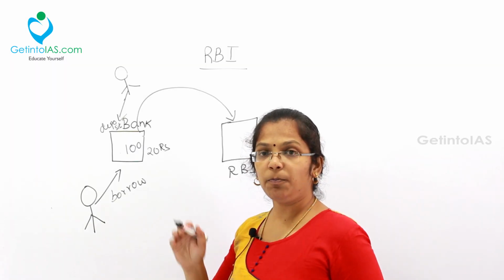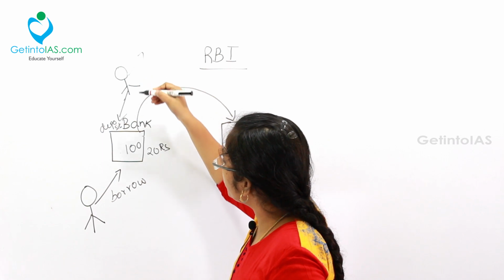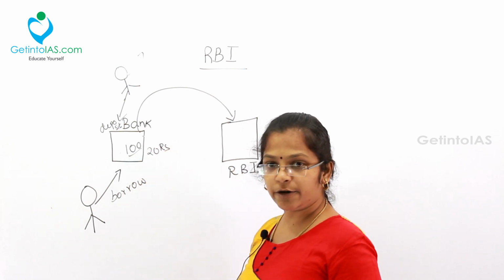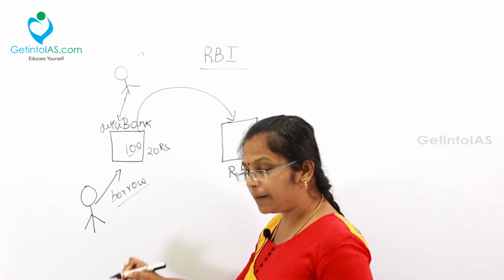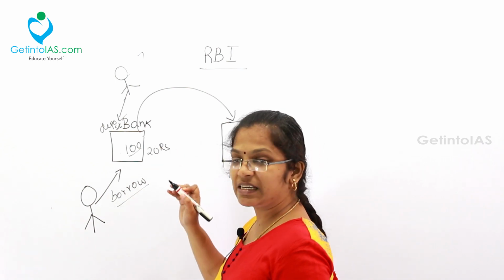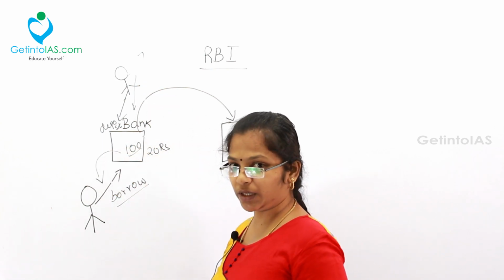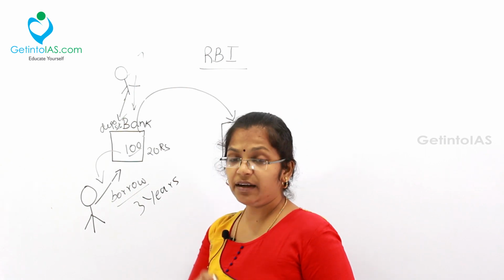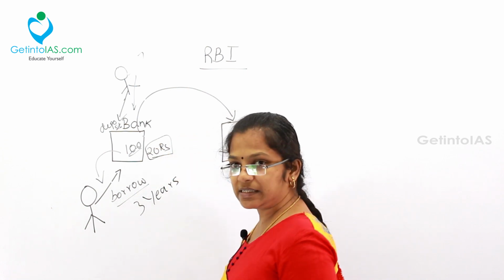So see, let me explain bank rate with the help of a diagram. Let us say an example: a person is going to deposit money in the bank. For a simplified example, let us take it as 100 rupees. At the same time, a borrower is coming to the bank and asking for a loan, right? So what will the bank do? The bank will get the money from the depositor and give it to the borrower. Say, for some time period, 3 years, and the interest rate is 20%. So 20% of 100 is 20 rupees, right?